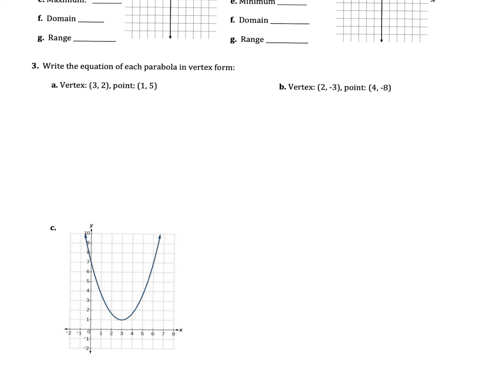And number 3 says write the equation of each parabola in vertex form, okay? We know vertex form. Remember, vertex form is y equals a times x minus h squared plus k, okay? I'm going to show this to you as a 3-step problem. If you do the first step for me on the test, but get everything else wrong, I will still give you some credit for that. So if you want to break it down into the 3 steps, that's fine. You don't have to do the 3 steps that I'm going to show you.